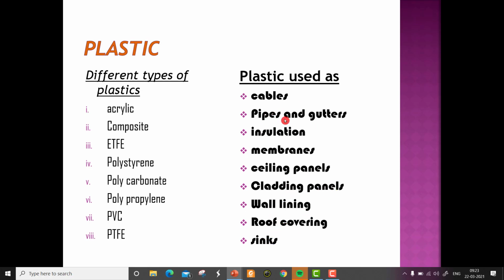If you see all these uses, in no case is the plastic directly subjected to any load. It is just for covering purposes with a suitable objective. That means maybe to isolate heat or isolate sound, for the convenience of pipes and gutters, and for aesthetic and other purposes, like ceiling panels, cladding panels, etc.